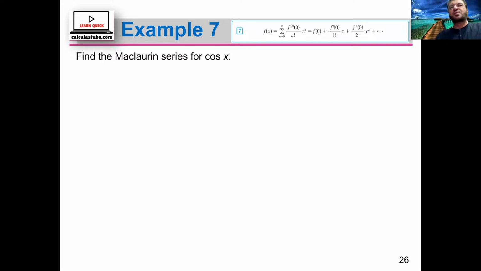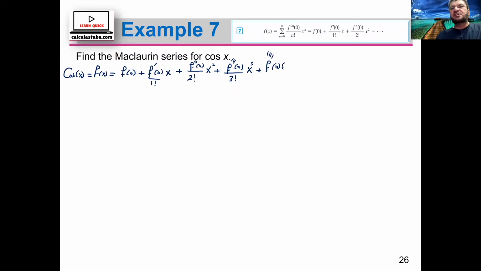So what do we have now, guys? Let's do the last one. How about the Maclaurin series of cosine x? Same thing. We say cosine x, which is our function f of x, is equal to f of 0 plus f prime at 0 over 1 factorial times x plus f double prime at 0 over 2 factorial times x squared plus f triple prime at 0 over 3 factorial x cubed plus the fourth derivative at 0 times x to the 4 over 4 factorial, and we proceed all the way to infinity.